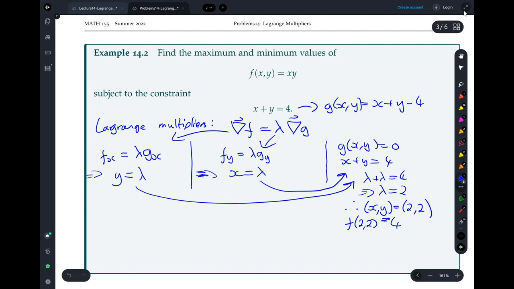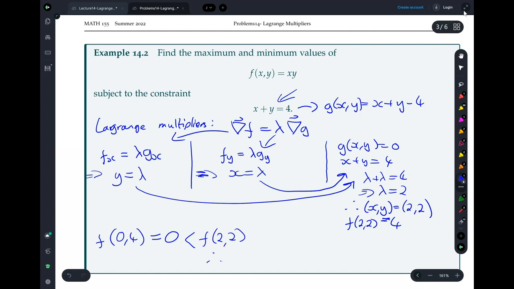So that means that we could just look at another value of our function that is on this constraint curve. So substitute in some other values of x and y, where x plus y is equal to 4, and see what the value is. So for example, if we look at f of, say, 0, 4, so x is 0, y is equal to 4, then our x plus y is still equal to 4. What's the value of that? Well, we have 0 times 4, which is 0. And this is less than our f of 2, 2.